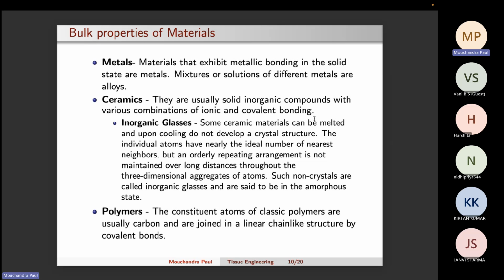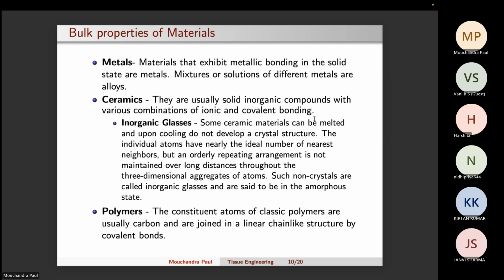Under ceramics, there is one more class of material called glasses. Inorganic glasses are also called bioglasses. These are ceramics only, but when they are first melted, they form a stretchy, gooey kind of structure. But when this state is cooled, it does not go back to a crystal state. If you recall, the ionic bonds and the covalent bonds contribute to a crystal structure.